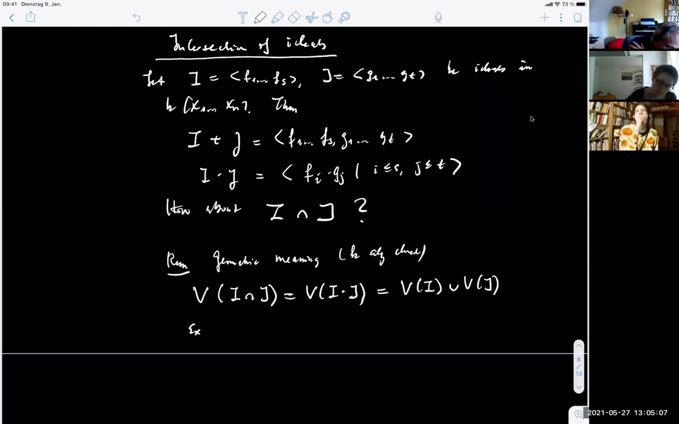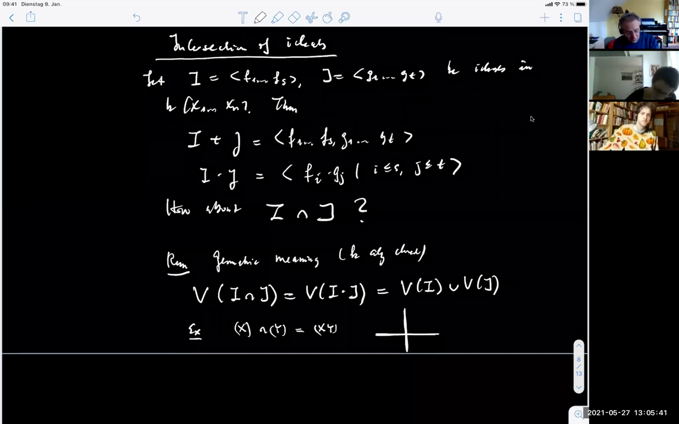What do I want to do? Say I have the polynomial ring in two variables, just to have one example. The ideal generated by X intersected with the ideal generated by Y. This is actually the product, the ideal generated by XY. And it corresponds, just to have a picture, to the zero set of Y and the zero set of X. It's a union of two lines.